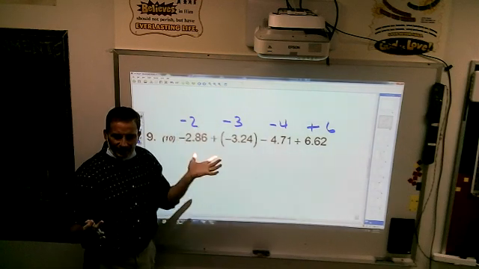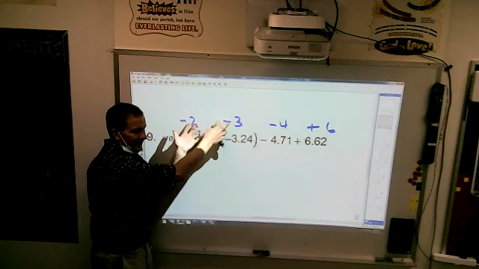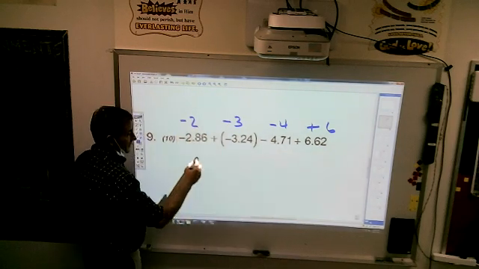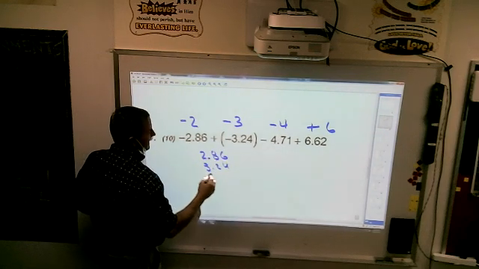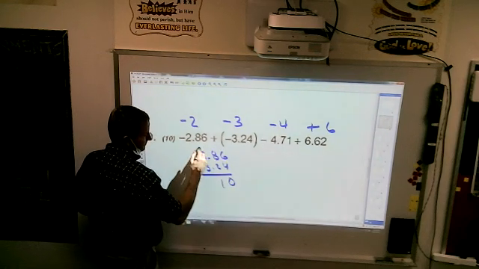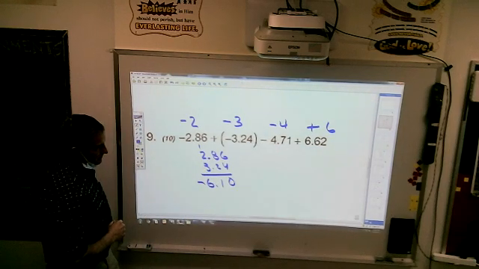-5. How do you get -5? Add them. You add these two together and your answer is negative. So I'm going to start off. I have 2.86 and 3.24. I add them together and my answer's negative. Okay?